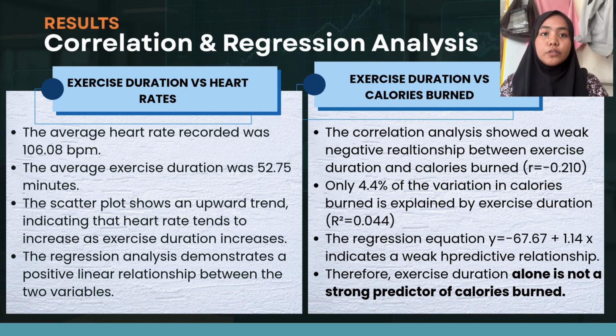And for exercise duration versus calories burned, the correlation analysis showed a weak negative relationship between exercise duration and calories burned, which is R equals negative 0.210. Only 4.4% of the variation in calories burned is explained by exercise duration. R squared equals 0.044. The regression equation y equals negative 67.67 plus 1.14x indicates a weak predictive relationship. Therefore, exercise duration alone is not a strong predictor of calories burned.